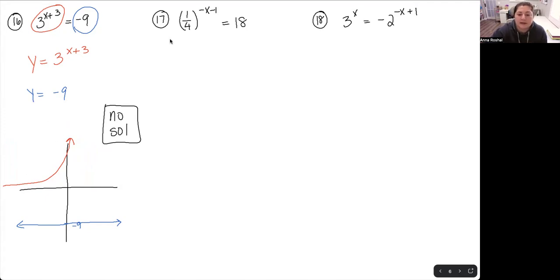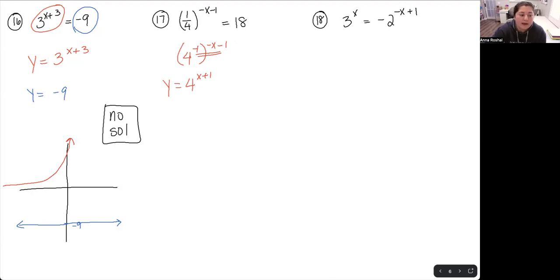In this particular case, I have this here. So 1/4 to the negative x minus 1 power is actually 4 to the -1 to the negative x minus 1 power. And then I can distribute this. So I'd actually have 4 to the x plus 1 power, and that would be my y.